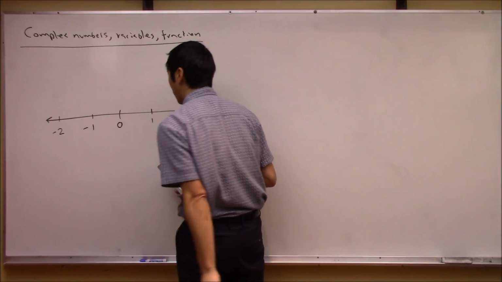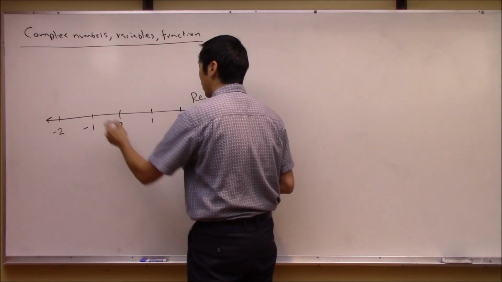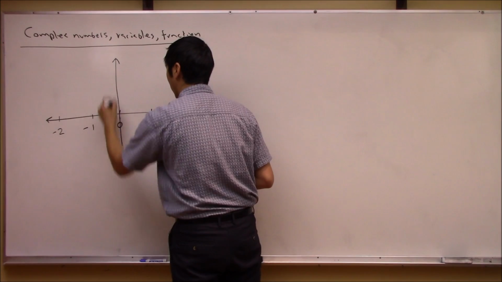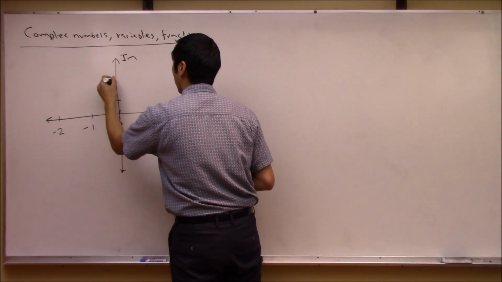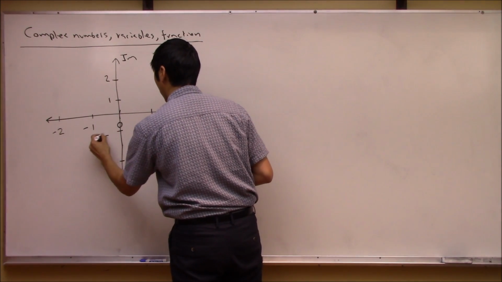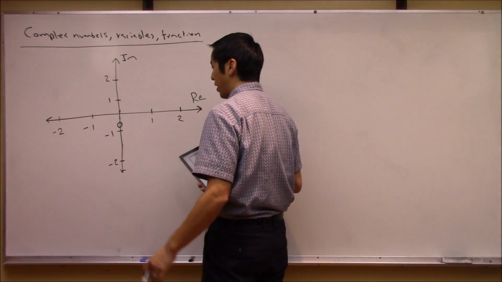Okay, so the concept with a complex number is now let's have this number not just have to live on the real line, but let's introduce another axis. Let's introduce an imaginary axis like such, which has positive imaginary values going up and negative imaginary values going down. Okay? So you might ask, what is an imaginary component?